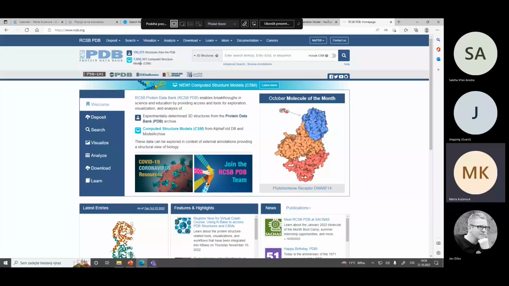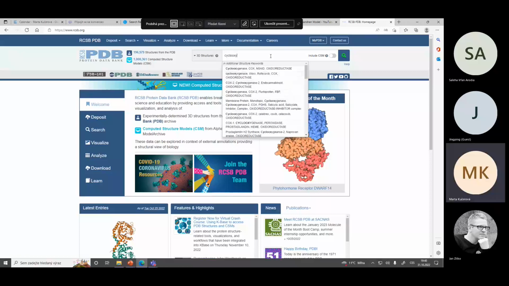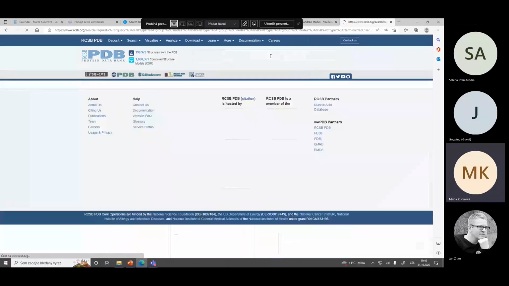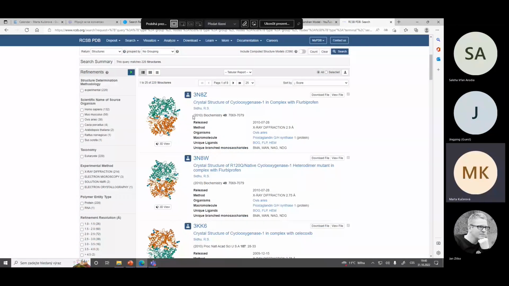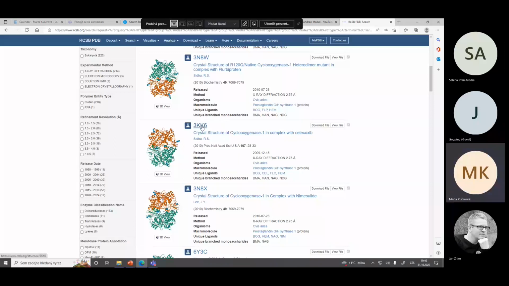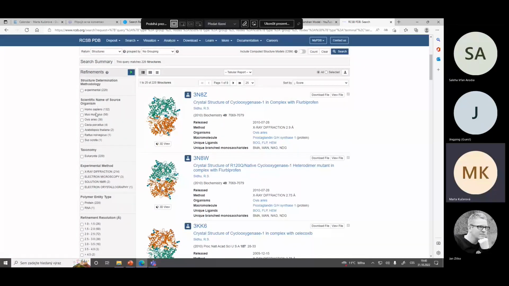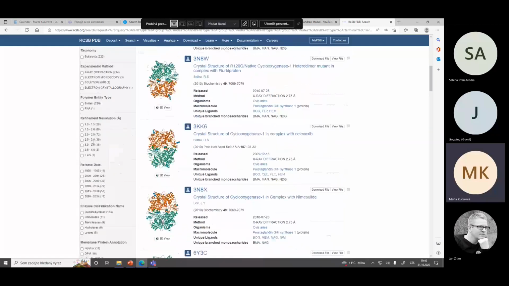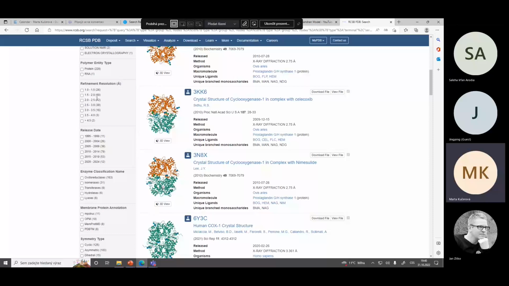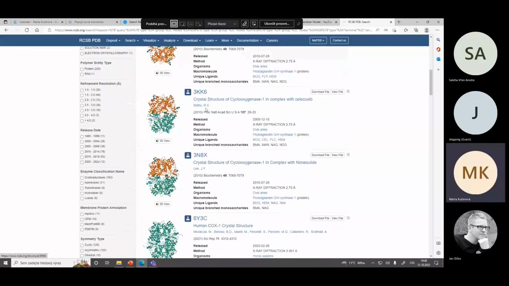So there is an icon with the computer screen for the predicted structures. So I can type, for example, cyclooxygenase, or any enzyme that you would like to hear about. And I can choose any. On the left side, I can filter if I want to get the human protein or any animal's protein, or which method was used for the structure determination. I can also filter the resolution, which is very useful.